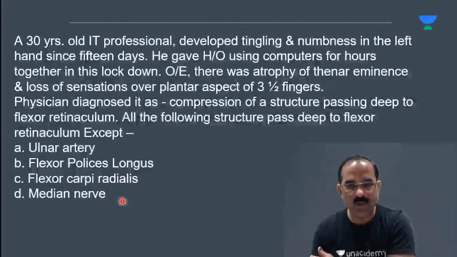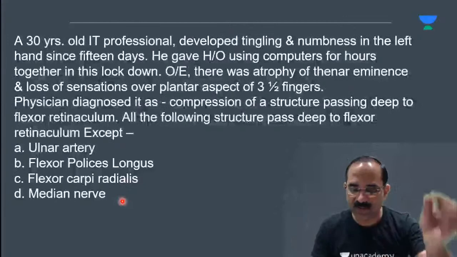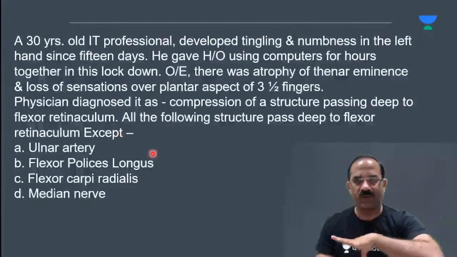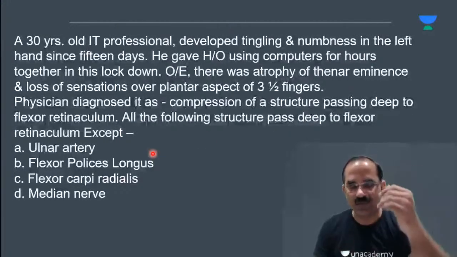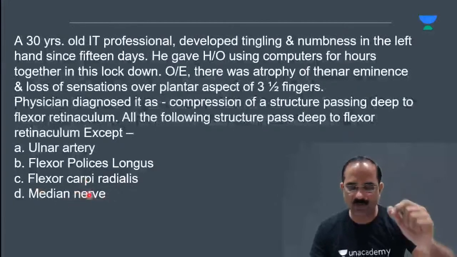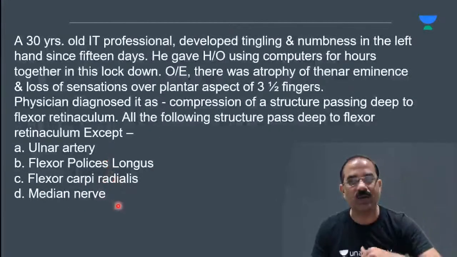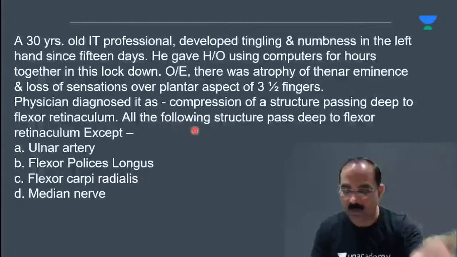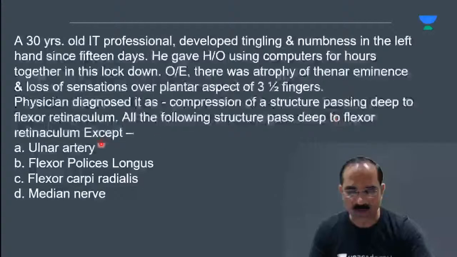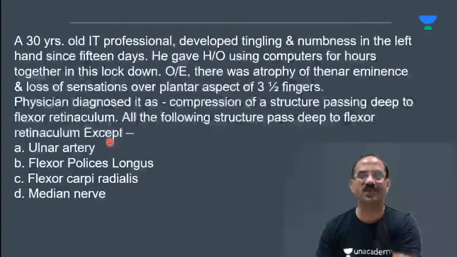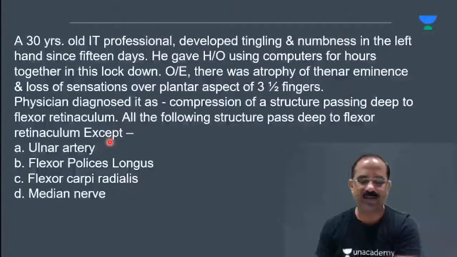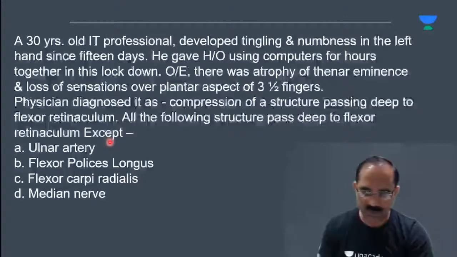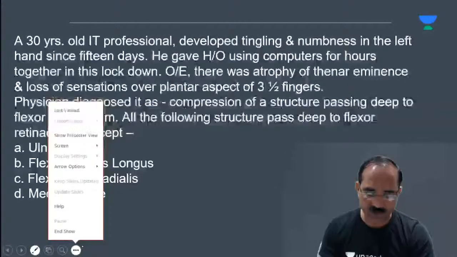Should you get an MCQ like this, you should be able to understand that there's a mistake in the MCQ. Understand? So you get the benefit of doubt. You will answer this as median nerve because everything goes above the flexor retinaculum except one. So the question should have been: one of the following structures passes deep to the flexor retinaculum. Then your answer would be the median nerve.